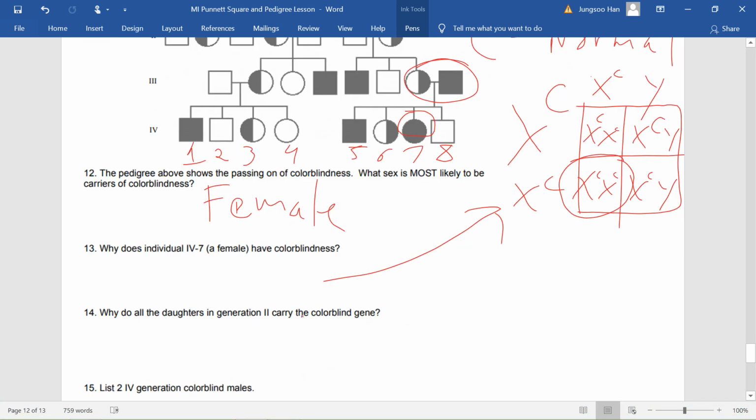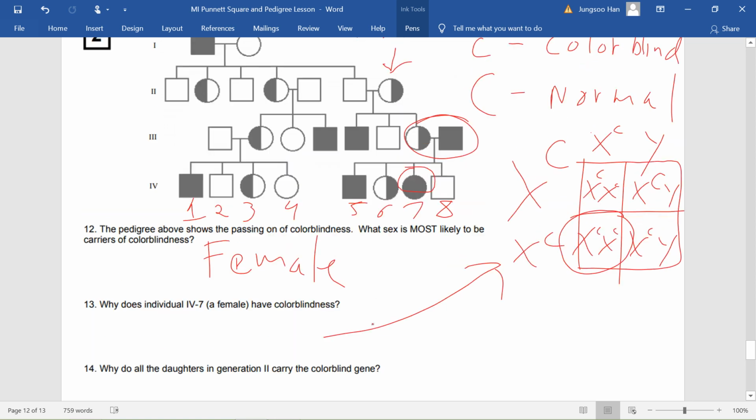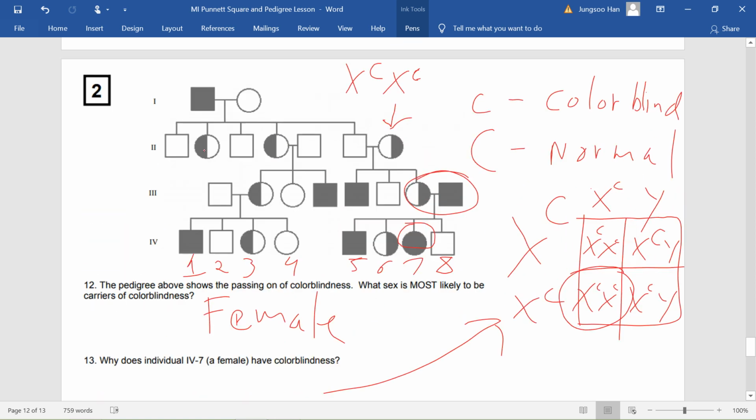Why do all the daughters in generation 2 carry the colorblind gene? So generation 2 is right here. This is because the square right here, that's the father. The father is X little c Y. The mother is clear and not half shaded, so that means she's not a carrier and she doesn't have the trait. So she is X big C, X big C.